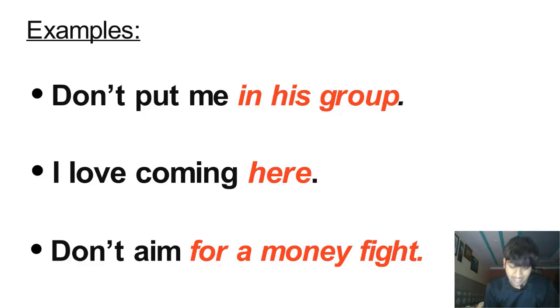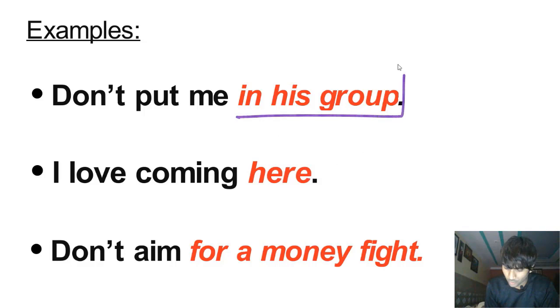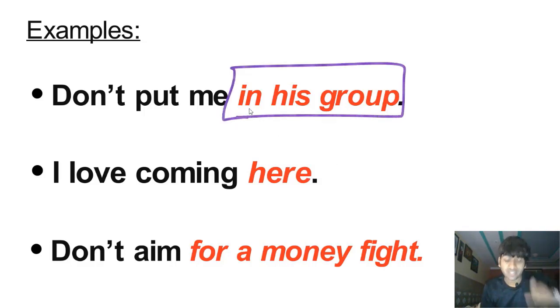All right, example number 1, don't put me in his group. So here, in his group, which is a prepositional phrase working as an adverb, is an adverbial complement. Now why? Let's understand why. So the sentence says, don't put me in his group. Don't, we have an implied subject which is you. You don't put me in his group. All right. Don't put whom, me. All right. This is the direct object.